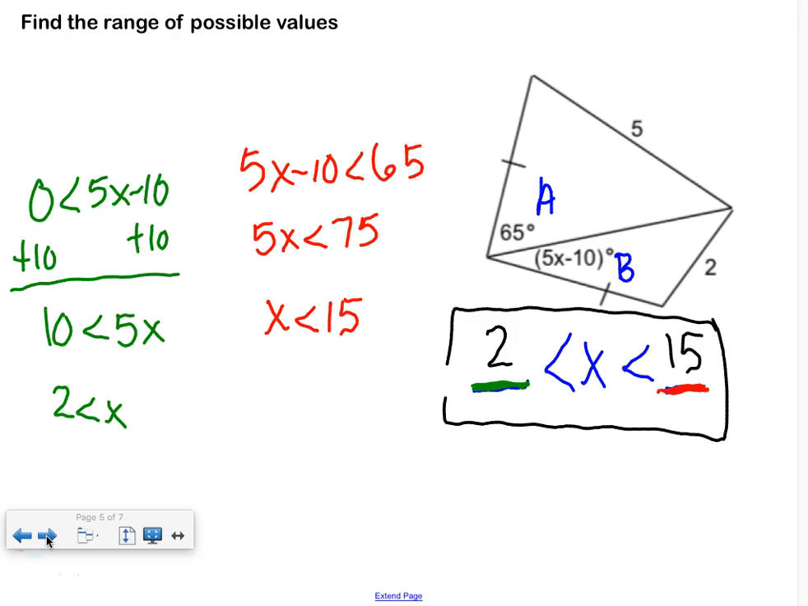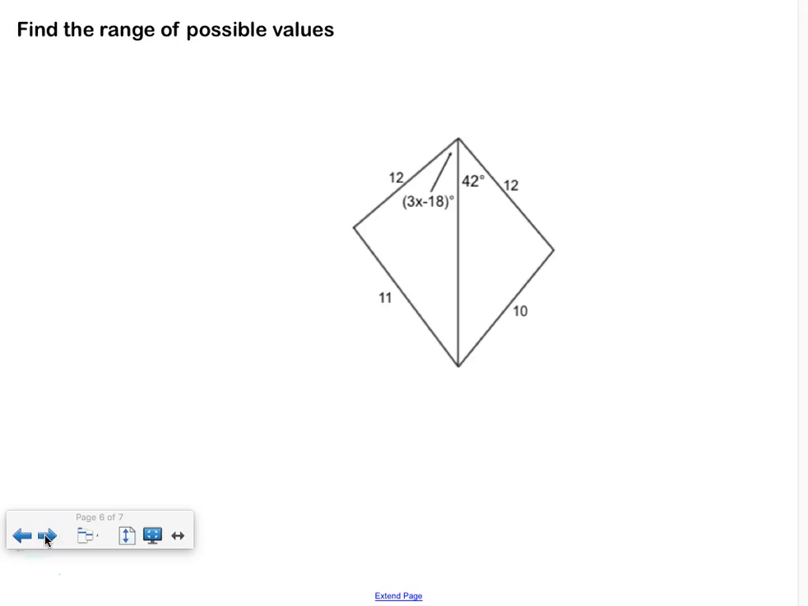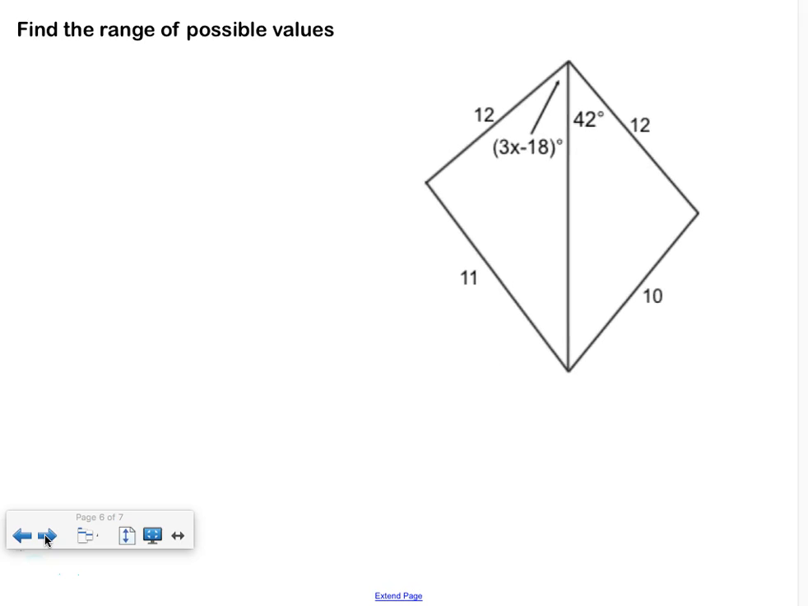Then one more for good luck. I'll make sure everyone's done. Going too fast. Alright, folks, which angle is larger? 3x minus 18. Right? This angle is larger. So what's one inequality we can write? 3x minus 18 is greater than 42. Yep. So we know that 42 is less than 3x minus 18.